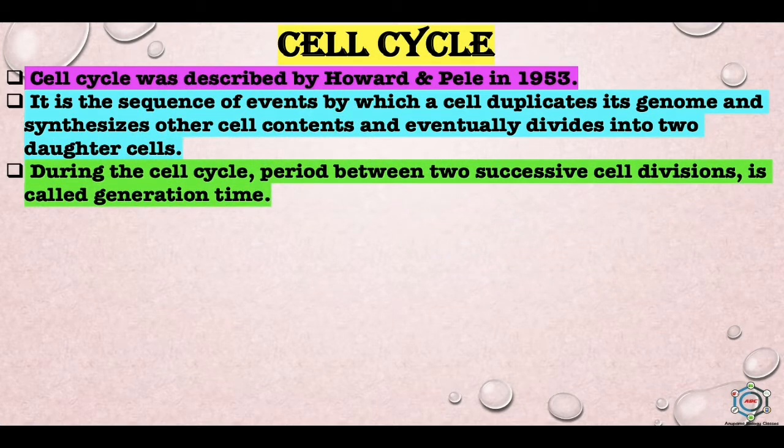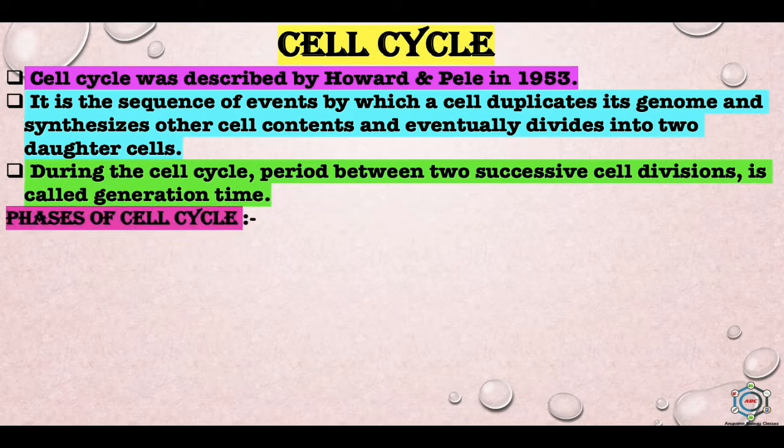During the cell cycle, the period between two successive cell divisions is called generation time. This generation time depends on the type of cells and external factors such as temperature, food and oxygen supply. Like bacterial cells divide every 20 minutes, epithelial cells of the intestinal lining every 8 to 10 hours, and onion root tip cells may take 20 hours for the generation, while mammalian cells divide once in 24 hours and yeast cells in about 90 minutes.